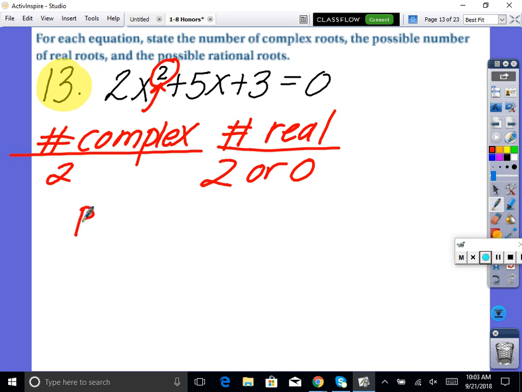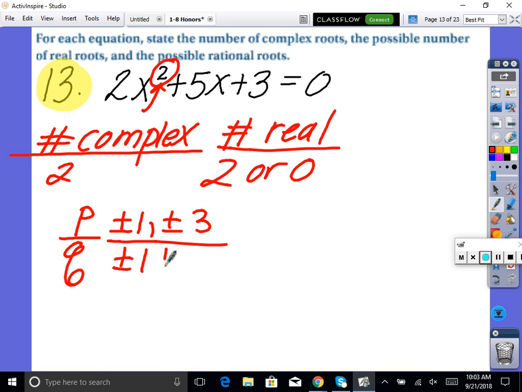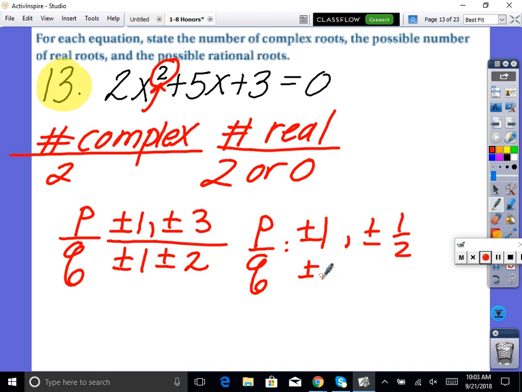And then it wants our p over q's. So factors of p: plus or minus 1, plus or minus 3. Our q's: plus or minus 1, plus or minus 2. So p over q. Because it doesn't say how many possible rational roots, it wants them listed. So 1, 1/2, 3, 3/2.